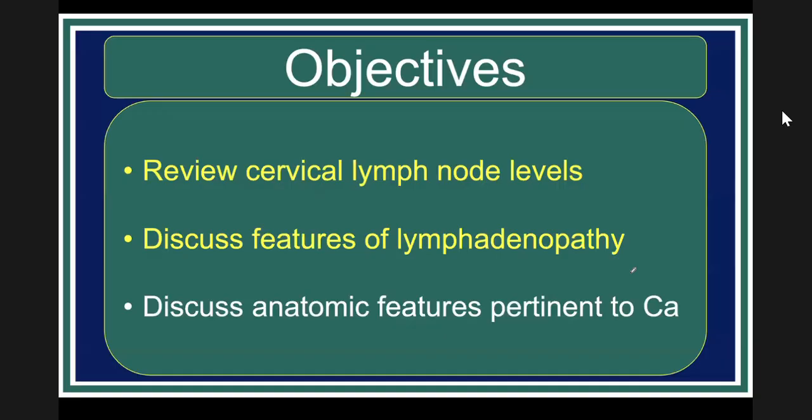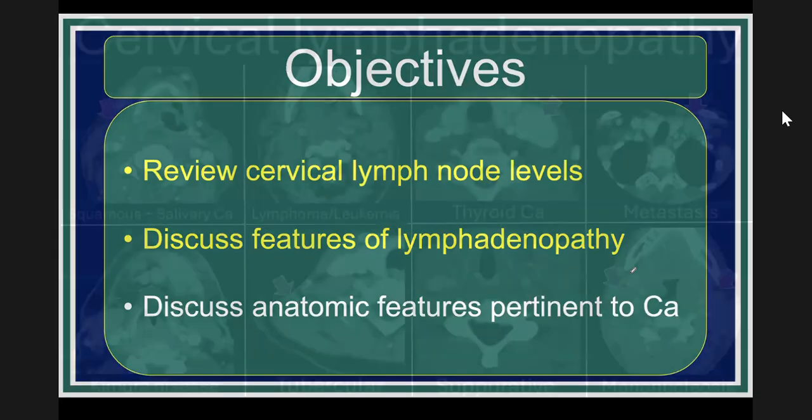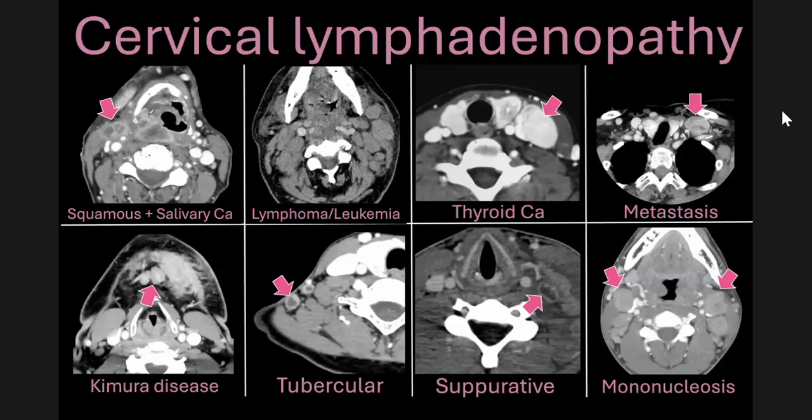What are the morphological or size features that make a lymph node abnormal? So in the next section, I'm going to be talking about some causes of cervical lymphadenopathy, and I'm going to be discussing anatomic features that are pertinent to individual head and neck cancers. So here's just a gestalt of what different causes can be for cervical lymphadenopathy.